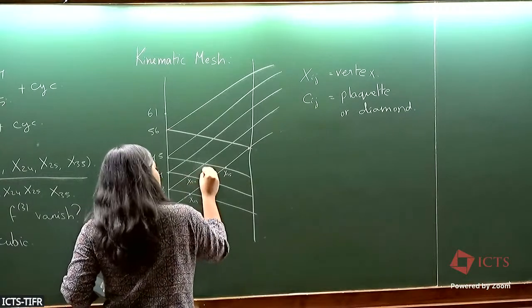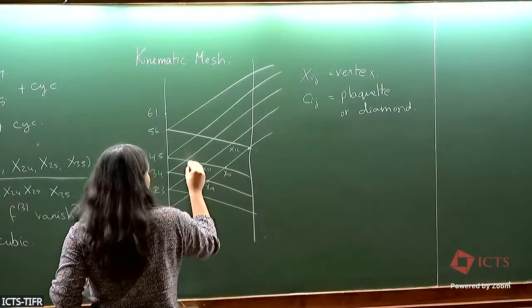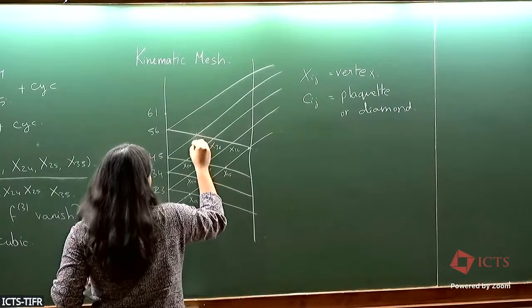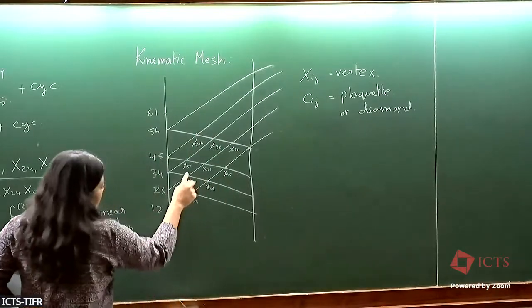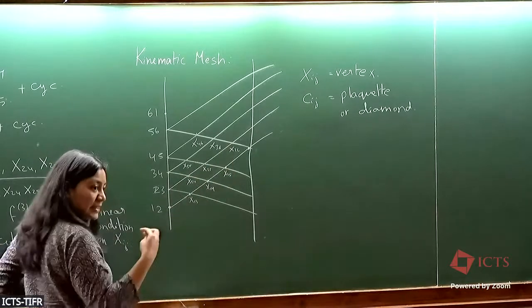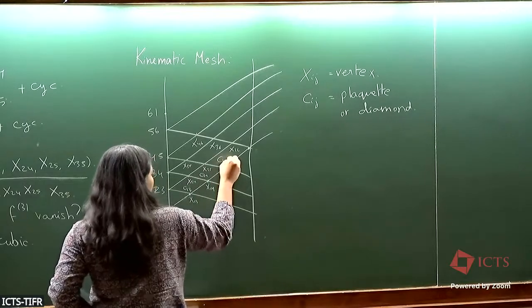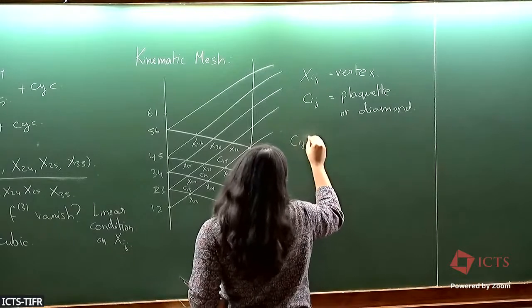x24, 25, 26, x35, 36, and x46. Okay, and then each of the diamonds above an x, I call C of that. So C13, C14, C15, etc., etc.